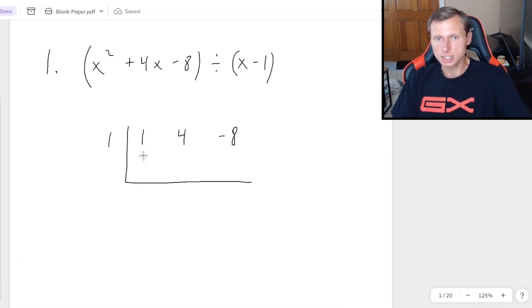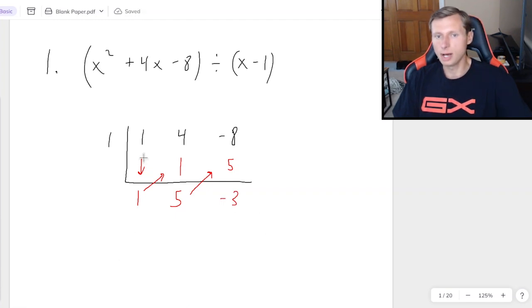And here is what we do for synthetic division. First things first, the first number always just gets carried down and I don't do anything to it. And then I'm going to multiply whatever number's here by this number here, and that's going to go right there. So 1 times 1 is 1. And then next what I do is I say, what's 4 plus 1? That's 5. And then I got to do 5 times 1. In that case, it'll still be 5. And then negative 8 plus 5, which is negative 3.